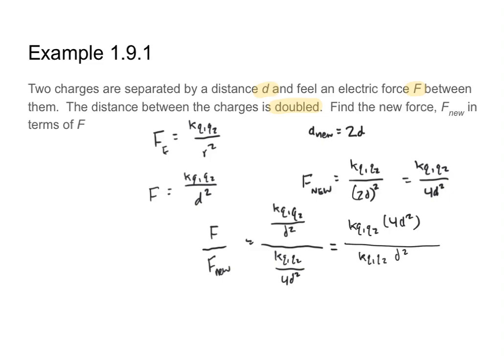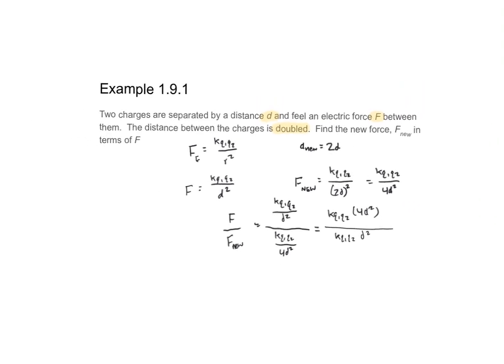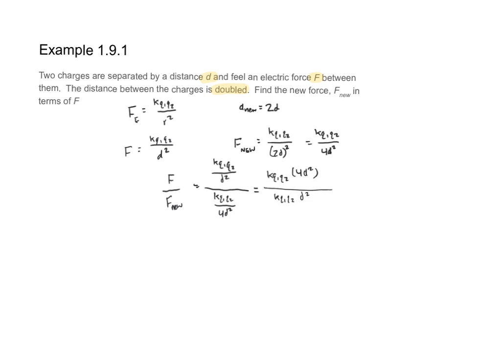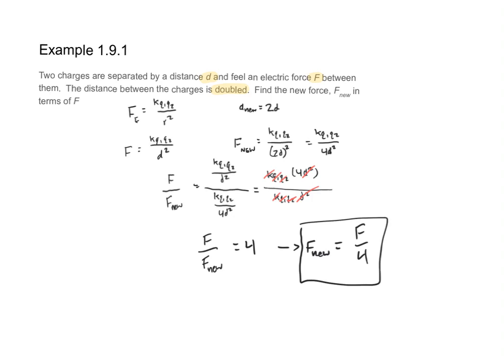And at this point, I'm going to go ahead and shrink down what I've already done because I'm starting to run out of space a bit. I'm going to move that up to the corner and continue on. So I can cancel out my k's and both of my Q's. Oh, and sorry, I forgot, I can also cancel out my d squareds because I have those on both sides. So I have F over F new is equal to 4, or F new is equal to F divided by 4. So I have successfully solved this problem without having to use any real numbers.